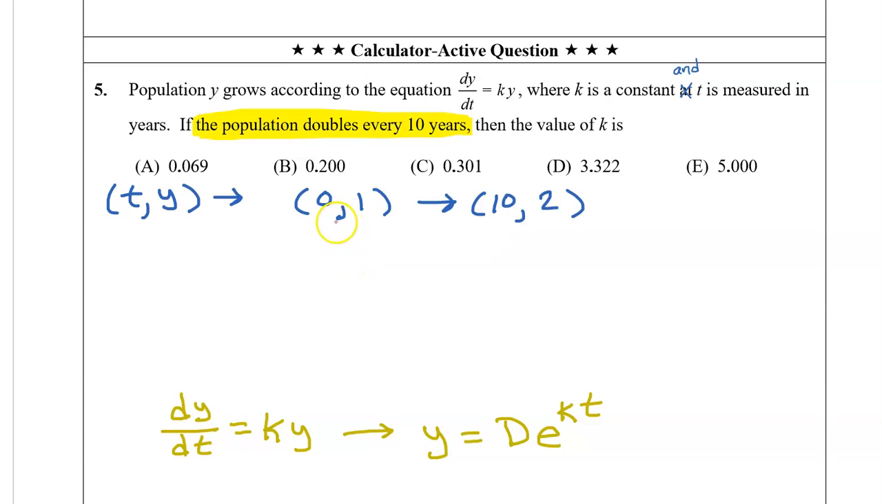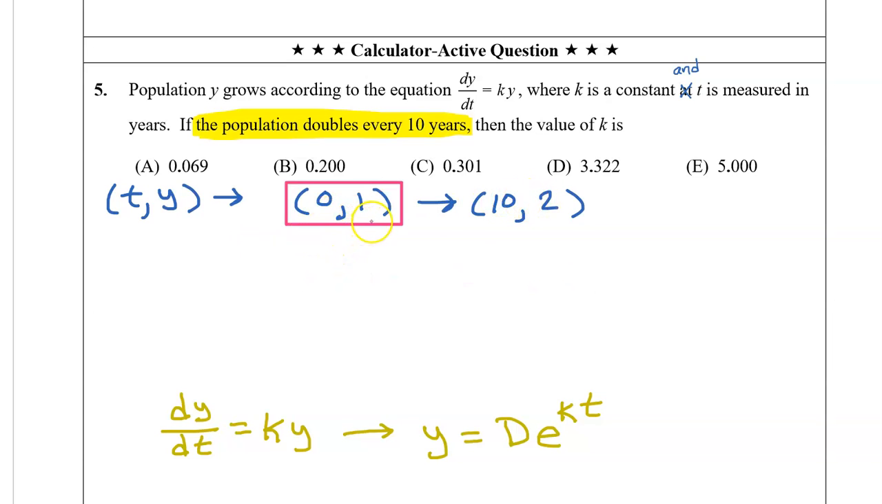Before I do that, notice that I could use any two hypothetical initial conditions that I wanted to, as long as the population is seen to double every 10 years. For example, I could use time t equals 10 and population, let's say 7. 10 years later, the time is now 20 and the population is now 14. So I could use this pair and I would get the same answer for d and k. But I'm going to pick 0, 1 and 10, 2 because those are very, very simple numbers to use.